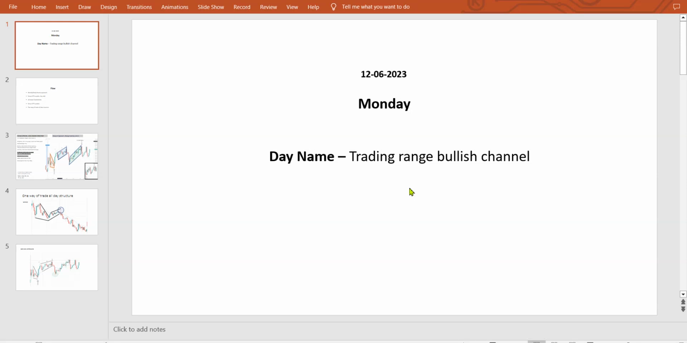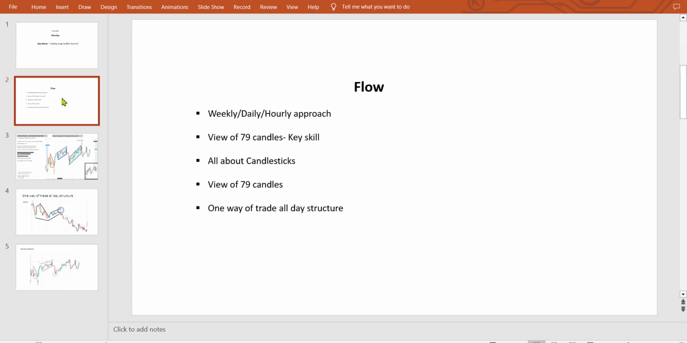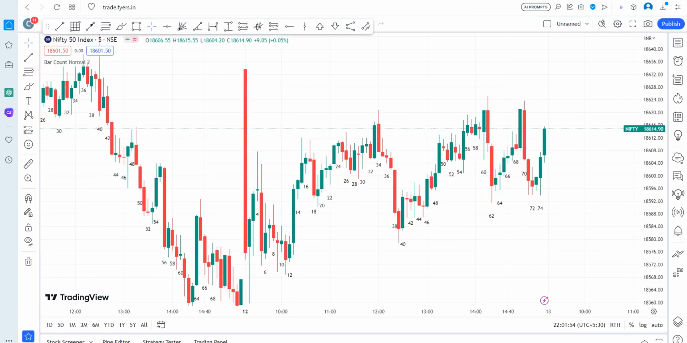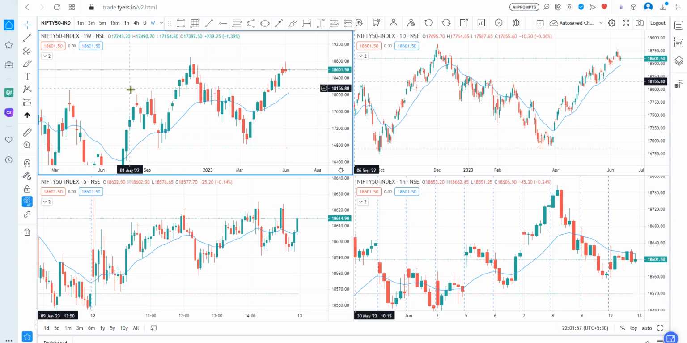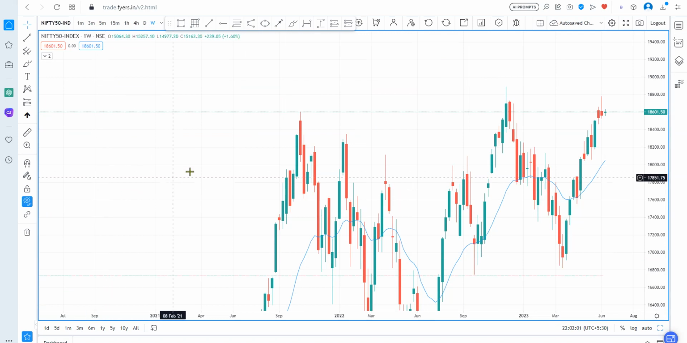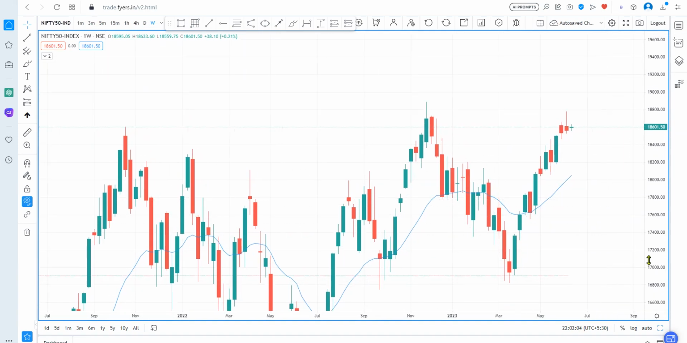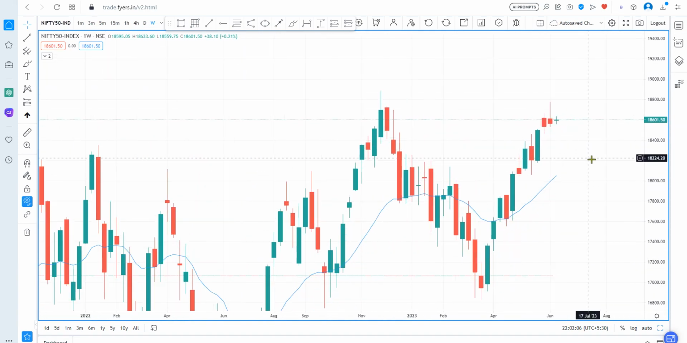Okay, day Monday, date 12th June, trading range bullish channel. Okay, now we go for weekly, daily, hourly chart. Okay, so today is Monday, first day of the week.